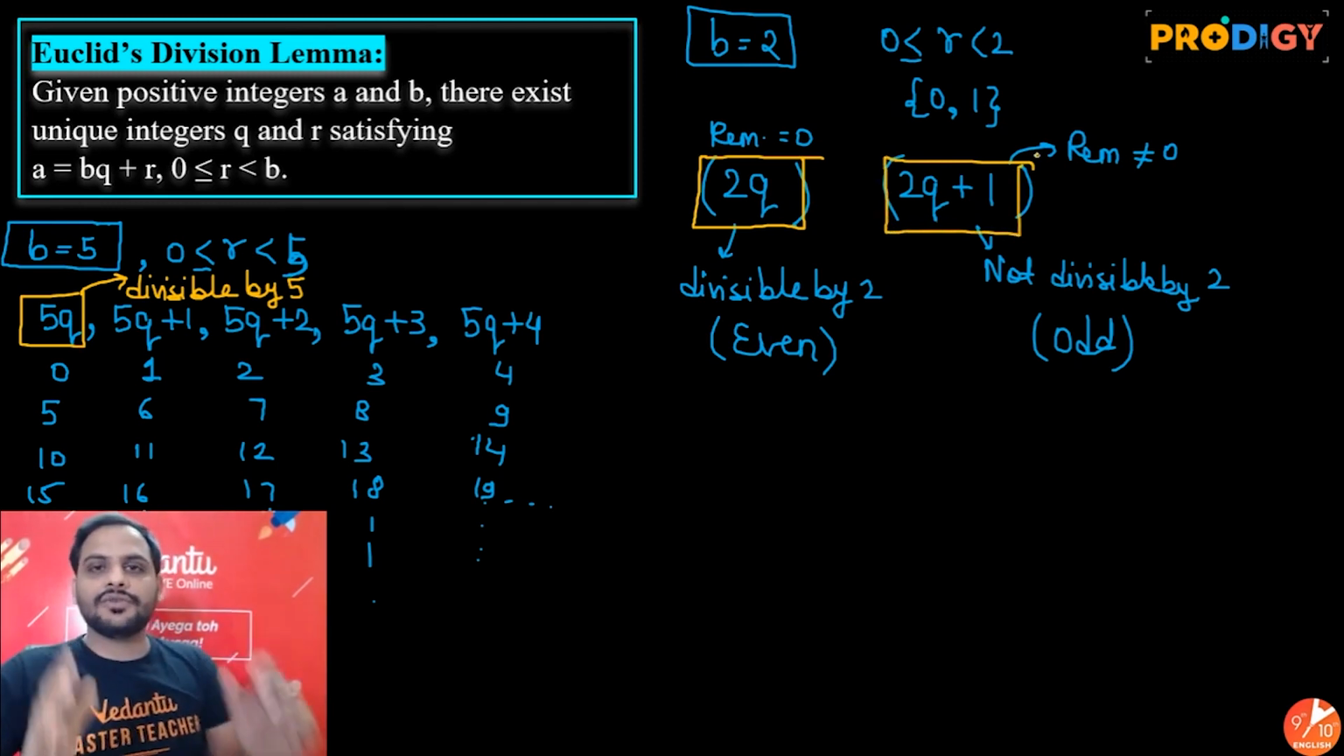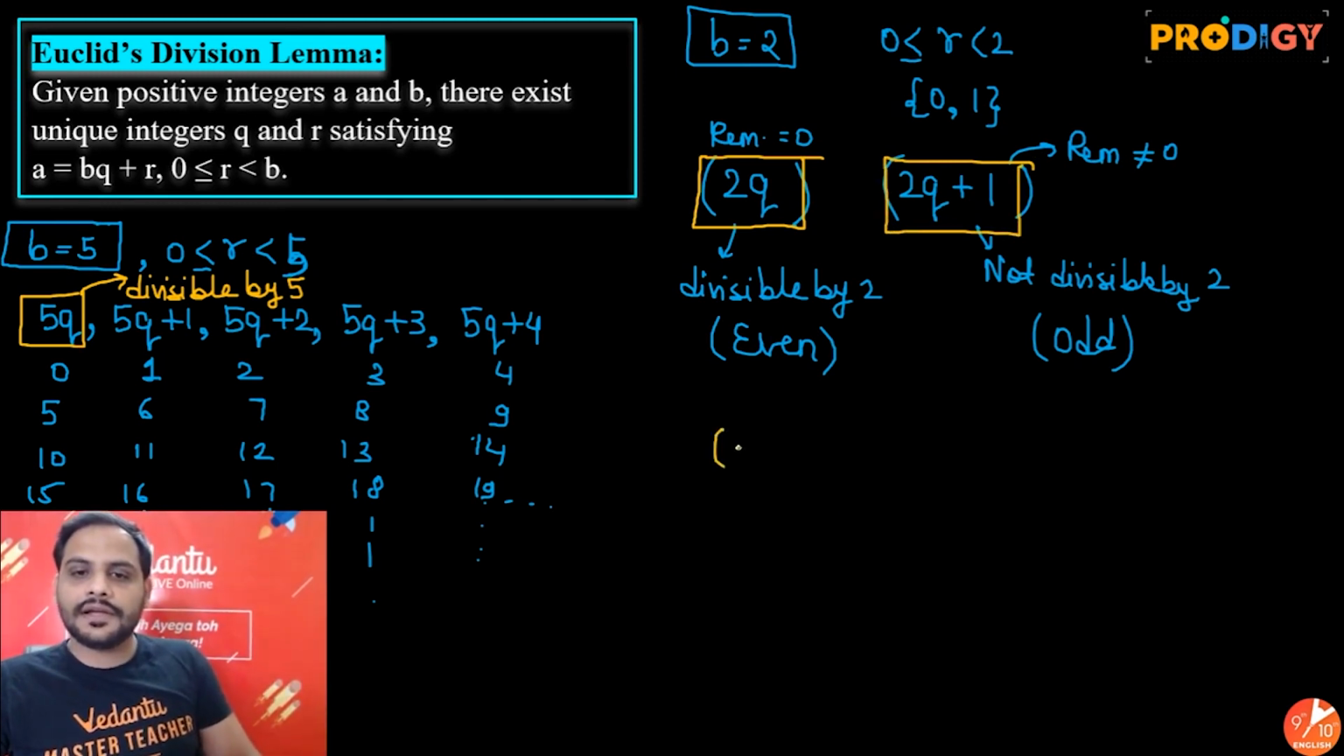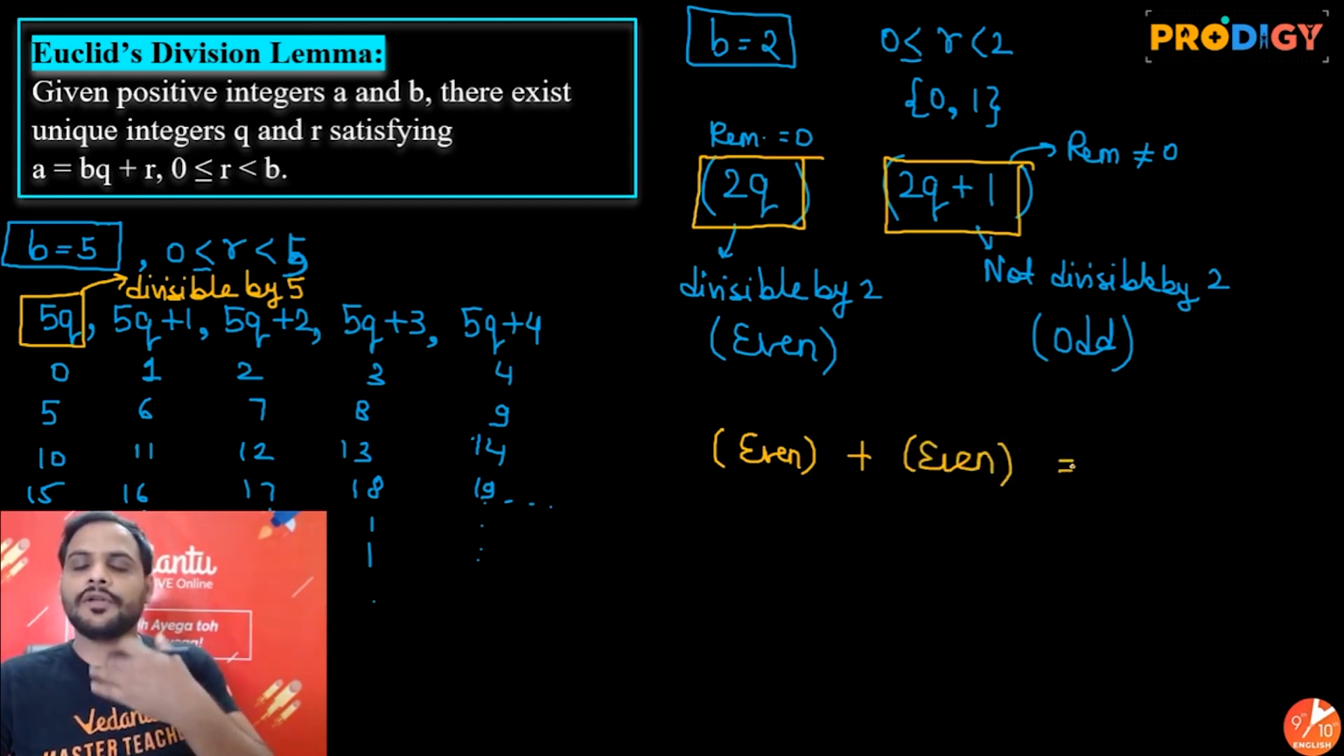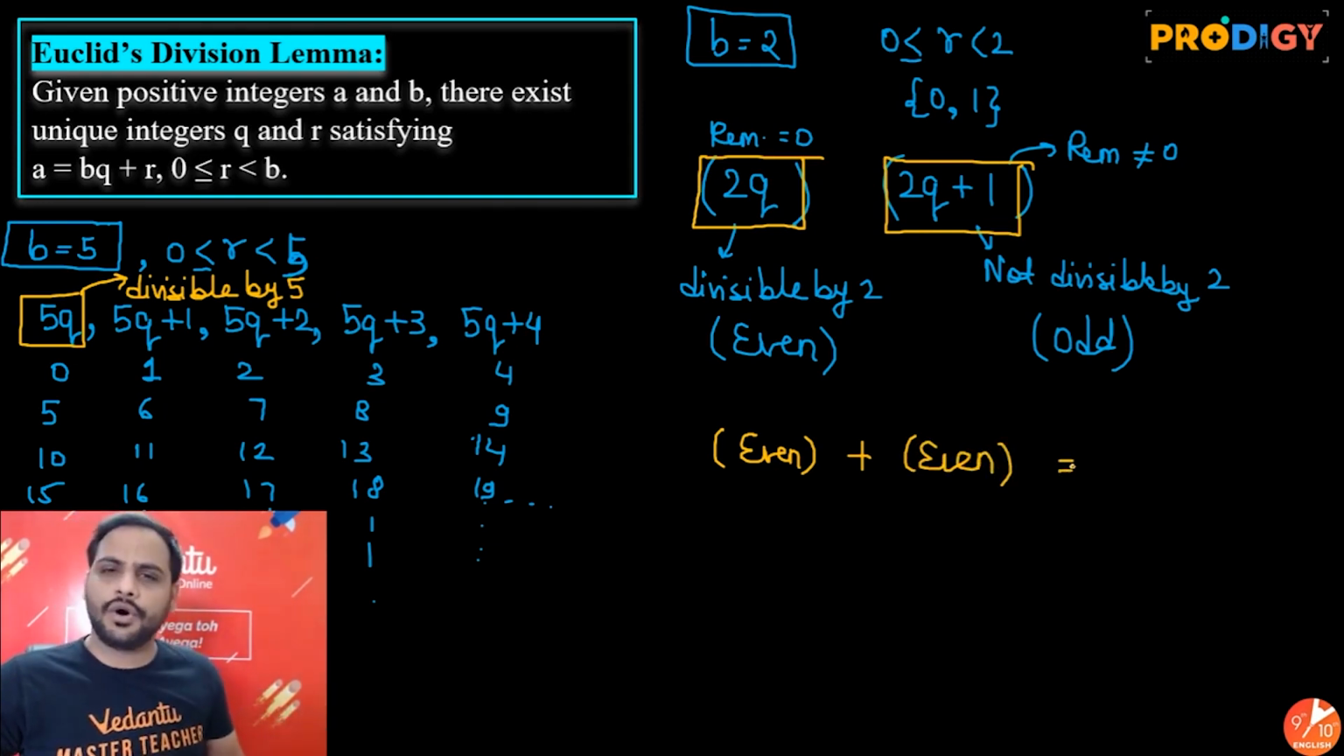Now, suppose I give you a statement that an even number plus an even number is always what? Is always an even number or is always an odd number, what can it be? So how can we solve this question?